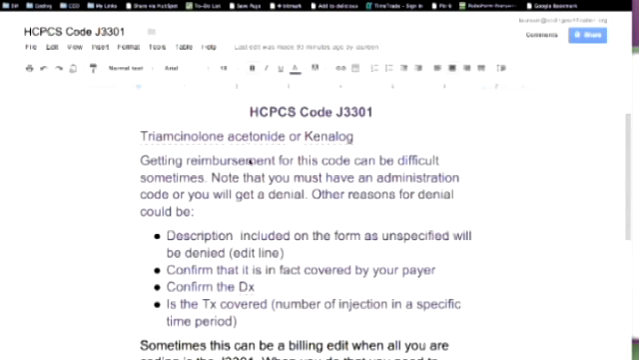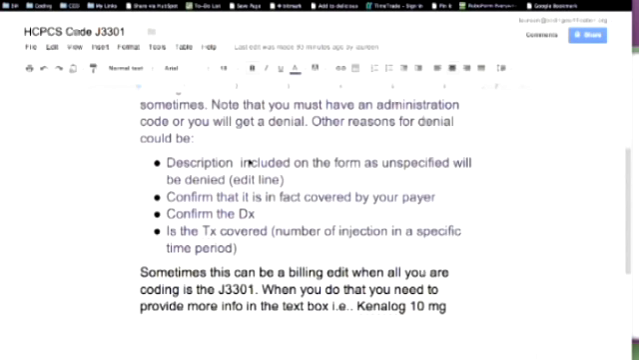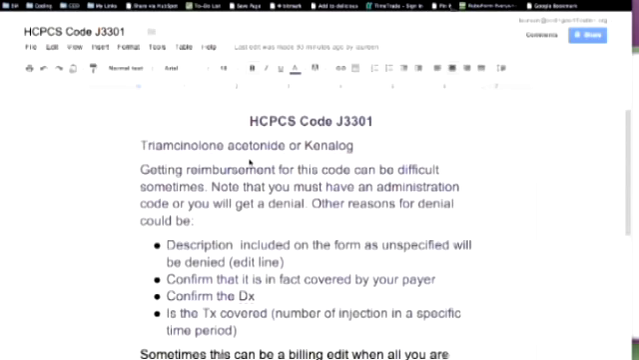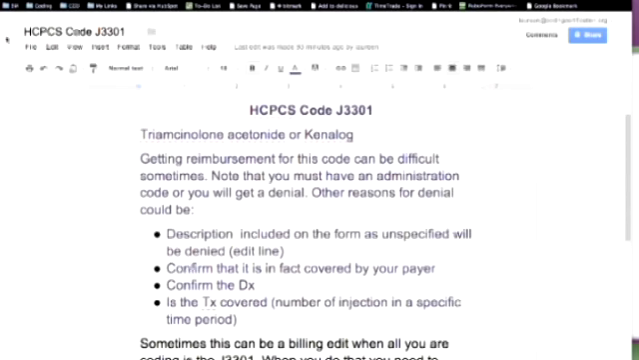Scroll down just a tad. The other way. Let's see. I think that's about it. Those are the checklists that I found. If you want to go and Google Triamcinolone or Google J3301, you can find some other interesting comments made about it, but it seems like this Triamcinolone really does give people fits.